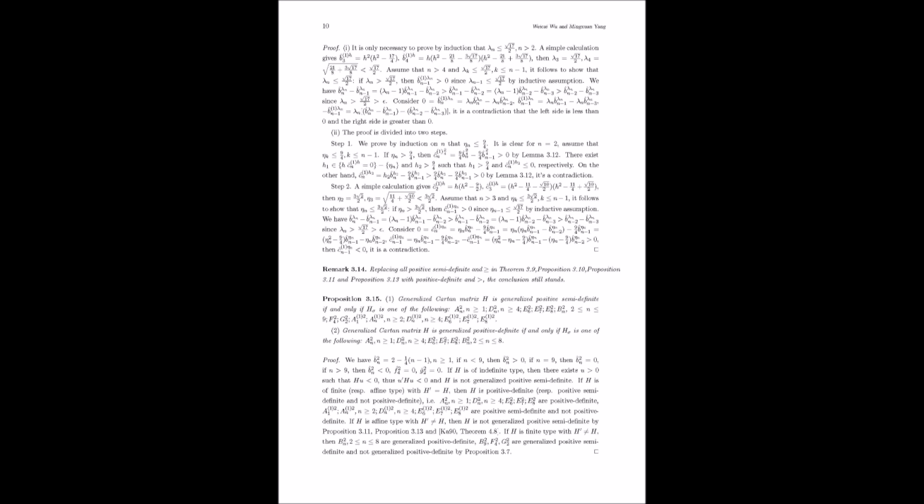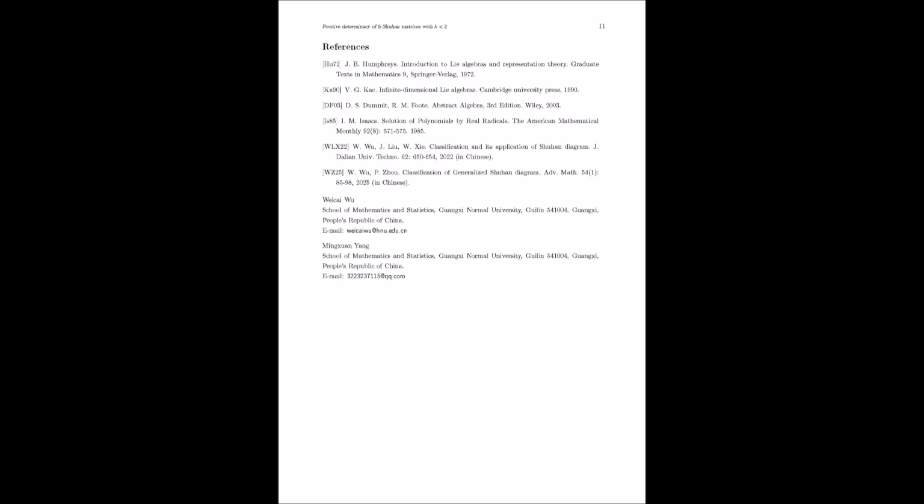Of course. Remember, we've been talking about different types of positive definiteness. Right. Positive semi-definite, virtually positive semi-definite, and generalized positive semi-definite. This classification theorem, presented as theorem 3.9 in the paper, gives us specific conditions to determine when an h-Shuhan matrix with h less than 2 falls into one of these categories. So it's like a definitive guidebook for figuring out the positive definiteness of these special h-Shuhan matrices. Right. Could you walk us through what the theorem actually says?